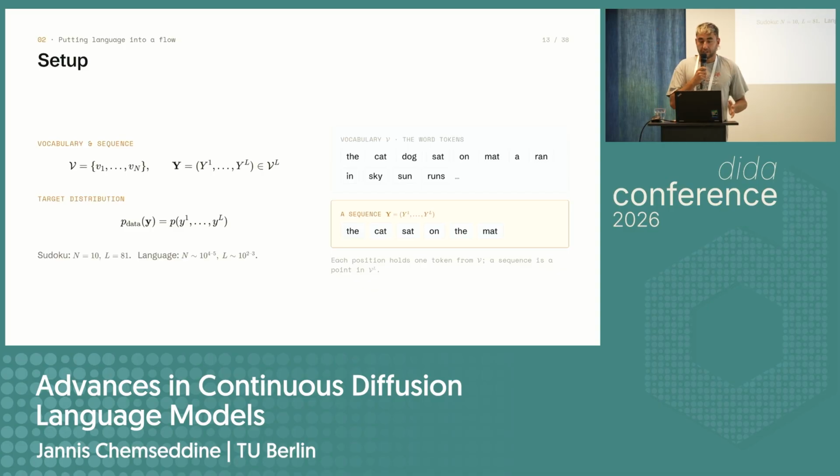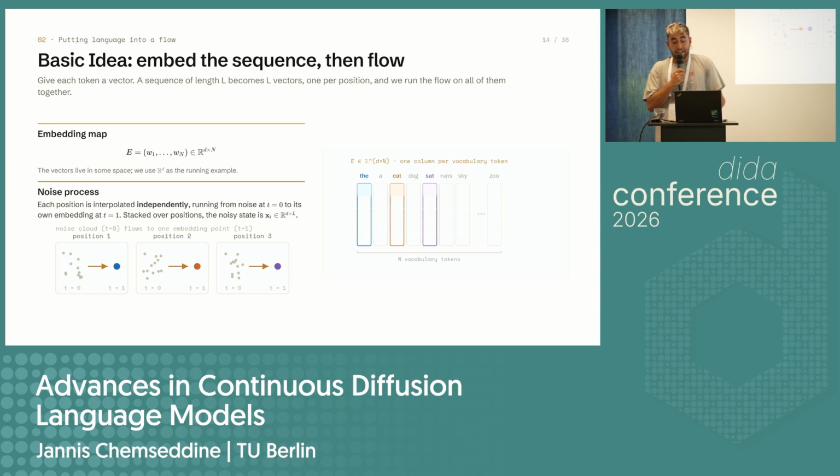First, let me set up some notation. So we're going to work with some vocabulary. Vocabulary, you can think about stuff like tokens, word snippets. We're interested in random variables y, which are basically sequences which consist of tokens. And we're interested in sampling from the target distribution p data, which is the distribution of this random variable y given some data. So you can think of some examples. For example, a Sudoku would be n being 10. You have 10 tokens with the empty field and sequence length 81, for example. And for language, then n is 50,000 and L is, depending on what you train, something between 500 and 4,000. All right. Now the basic idea is super simple.